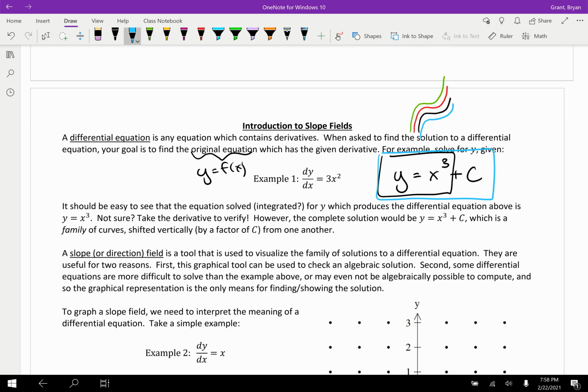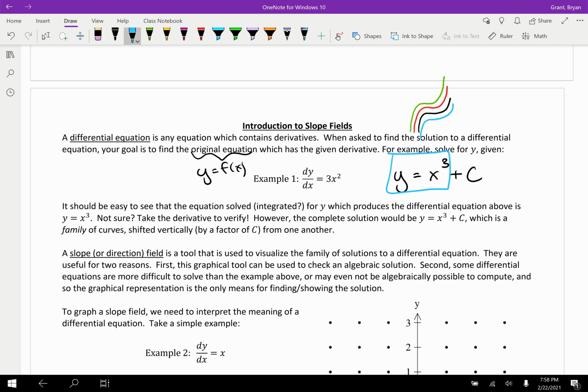A slope field, sometimes called a direction field, is a tool that we can use to visually see the solutions to a differential equation. Now this is useful in two different ways. First, you can use this graphical tool to check your algebraic solution, right? You're going to be able to graph whatever your solution is, and if it fits the pattern of your slope field, then you're going to say, oh, I was right because it follows my slope field.